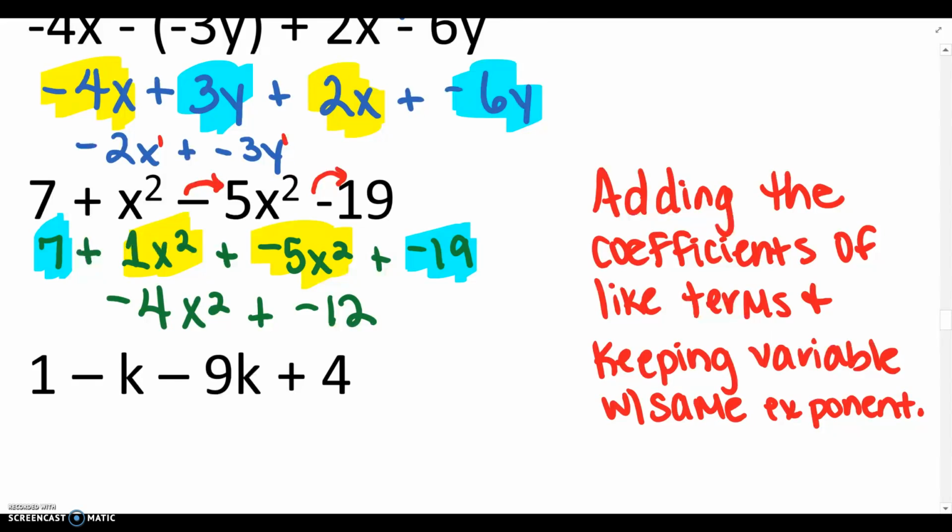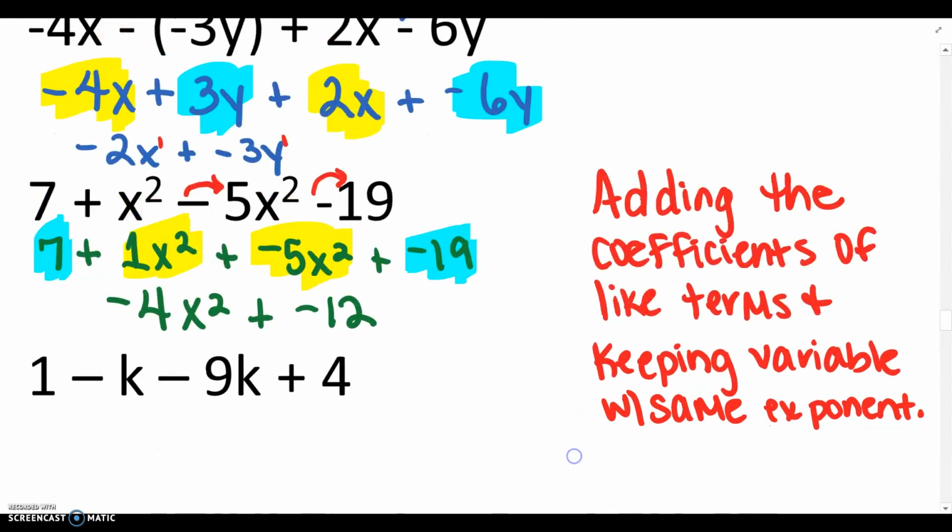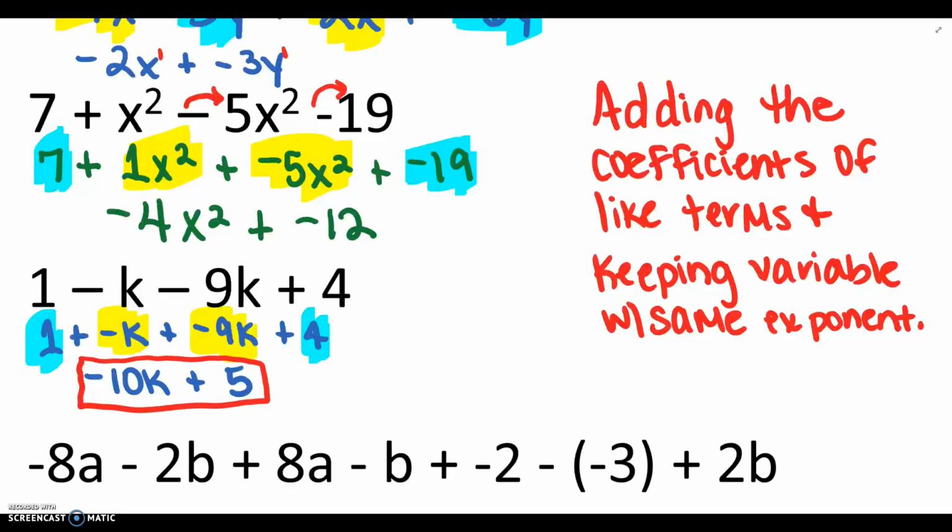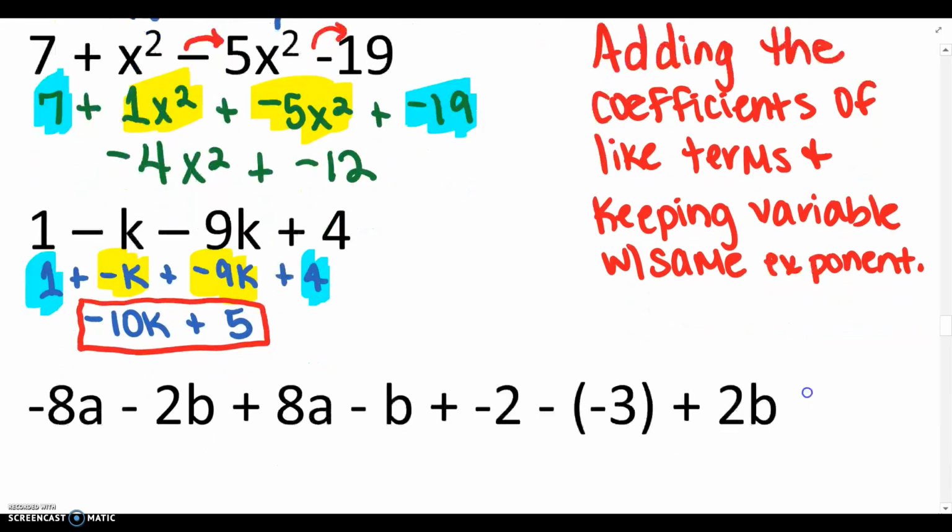So why don't you go ahead and try the next one and see how you do, and then check back. You should make sure to change all subtraction to addition so you can clearly see the signs of everything before you add. And then you add your k's together to get -10 k's, plus your 4 and 1 gives you 5, and that's your answer. Okay, try the next one.